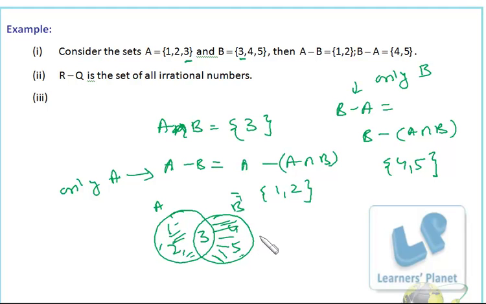So you should be able to draw the Venn diagram also, and you should be able to do the manual calculation also. Okay. Now R minus Q is the set of all irrational numbers. Now R is what? The real numbers. And Q is what? The rational numbers.